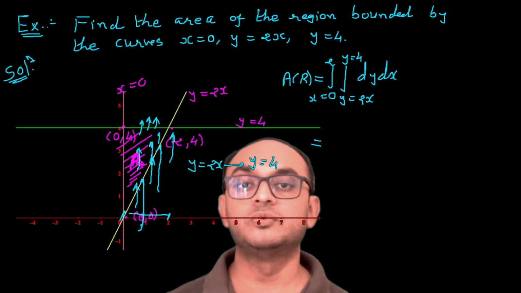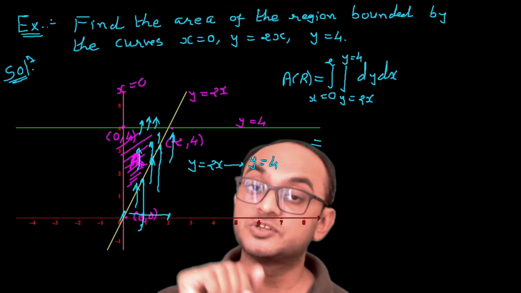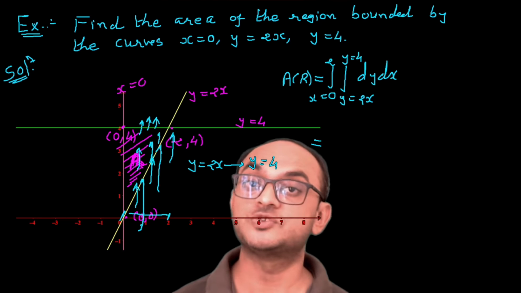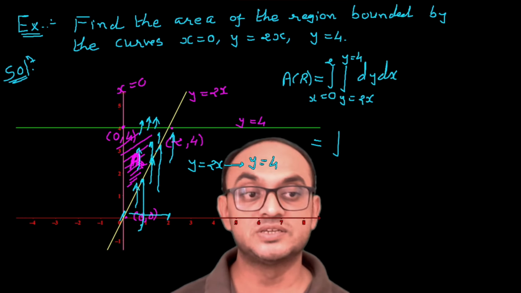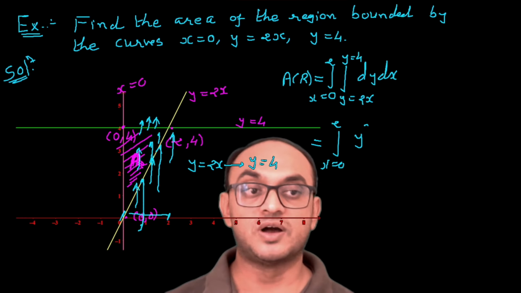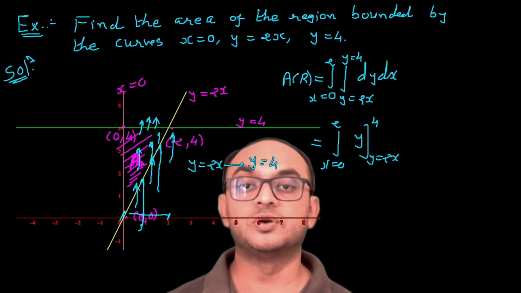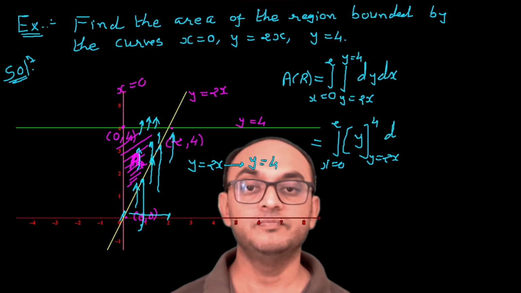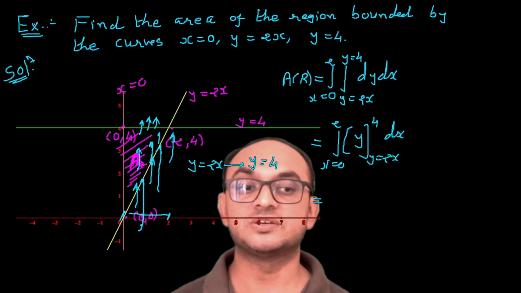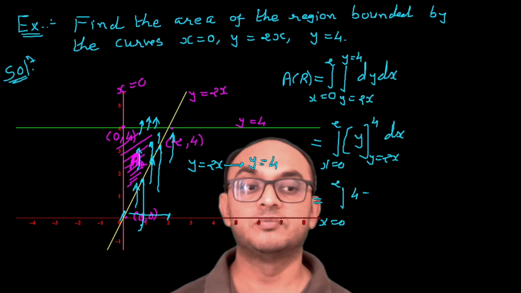Then what we have to do? We have to integrate the function. What is the function here? The function is 1 with respect to y. So what is the integration of 1 with respect to y? It is y. So this is x equal to 0 to 2, integration of y from y equal to 2x to y equal to 4 dx. And therefore this is equal to integration x equal to 0 to 2, when we substitute the upper limit, this is 4 minus 2x dx.